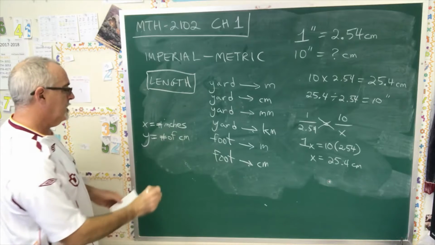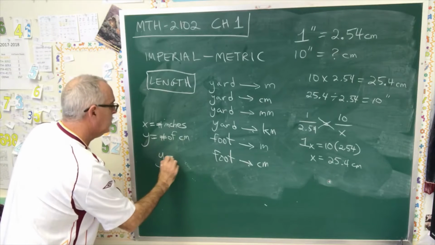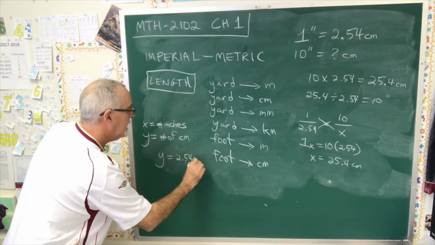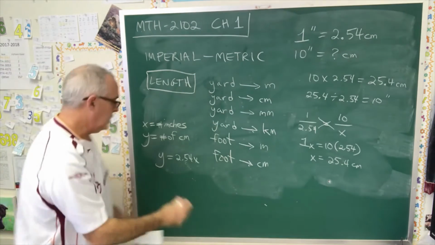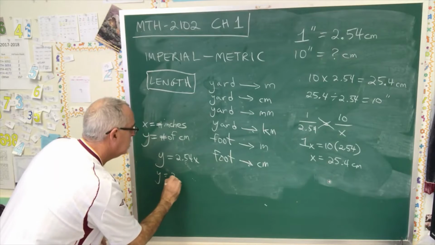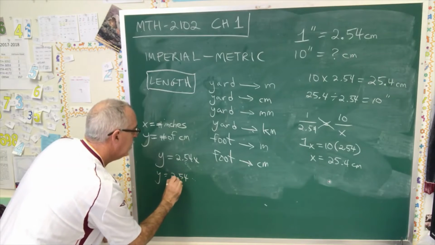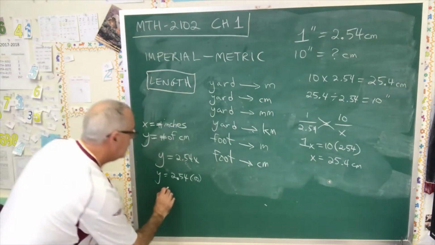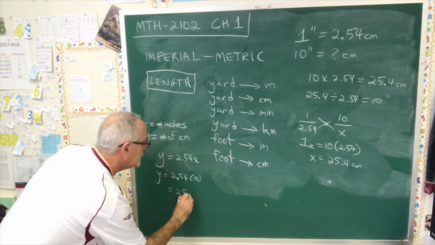And my model, my equation, is going to be y equals 2.54x. And then I plug the 10 inches from the question in here. y equals 2.54 times 10. There we are doing that same multiplication again. So of course we're getting the same answer again.